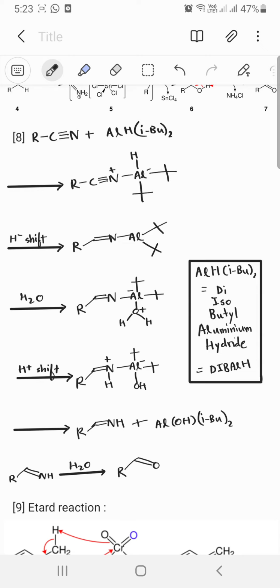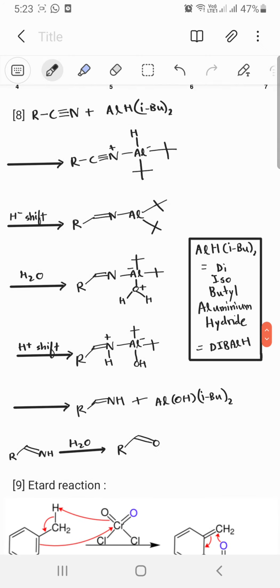Fine, it's the same kind of thing that always happens, right? The same thing happened with BH3 as well and other compounds. The lone pair containing guy just attacks the aluminium. Hydride shift takes place, right? And then after that, some solvent molecule comes in and provides hydrogen and also promotes the leaving group to leave, which in this case is this ALOH and ibutyl 2 thing.